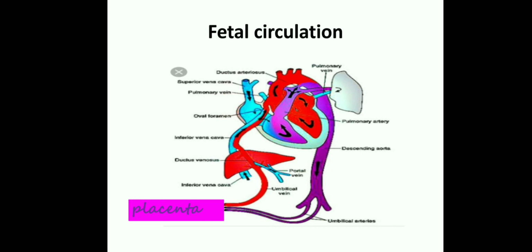Then the foramen ovale. Here the foramen ovale is an opening between the right atrium and the left atrium, and the blood moves through that. The next one is the ductus arteriosus. Through the ductus arteriosus, the deoxygenated blood enters the umbilical arteries and returns to the placenta. These are the main important points in the fetal circulation.